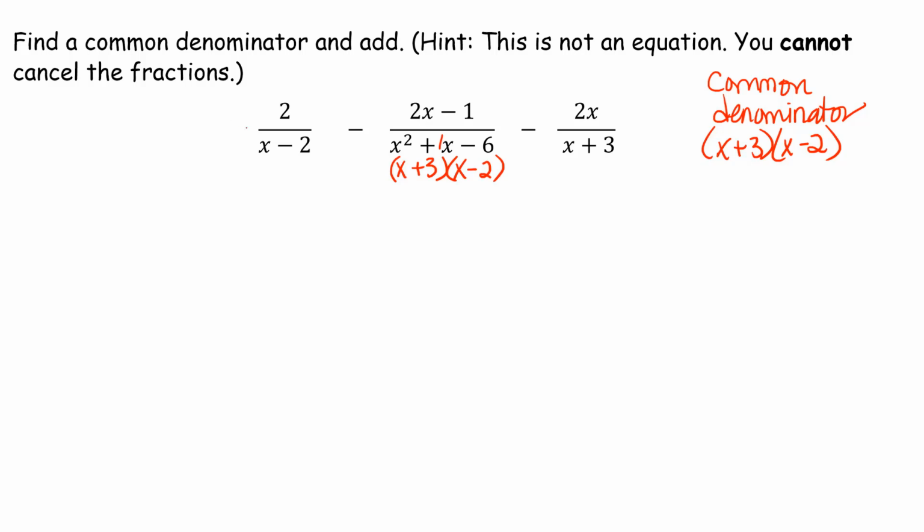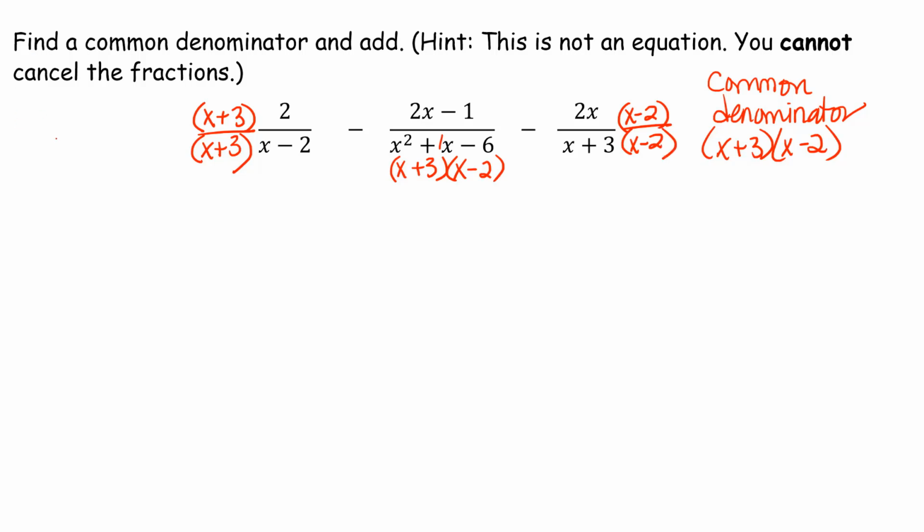So this first fraction doesn't have the x plus 3 in the denominator. So I'm going to have to multiply the top and the bottom of this fraction by x plus 3. And then this last fraction doesn't have the x minus 2 in the denominator. So I'm going to have to multiply that by x minus 2 over x minus 2.